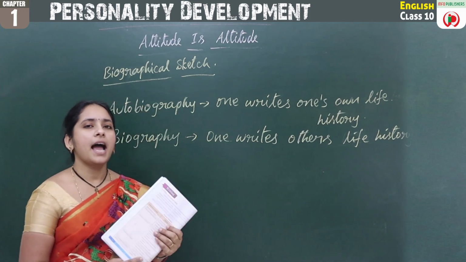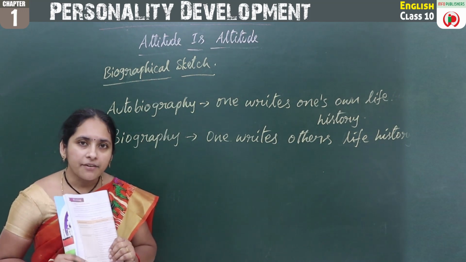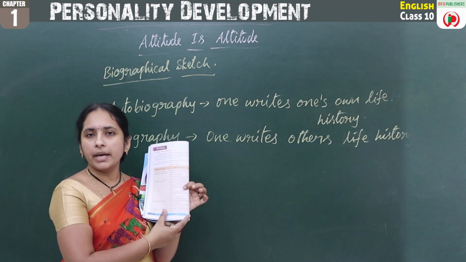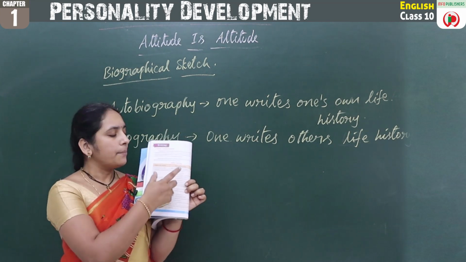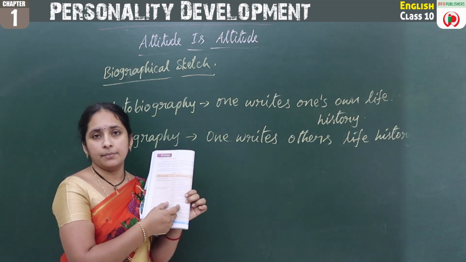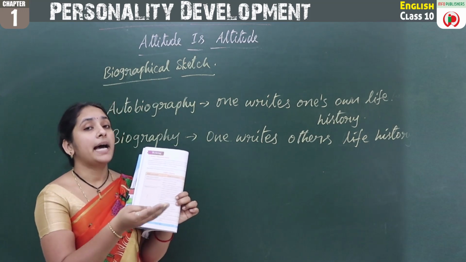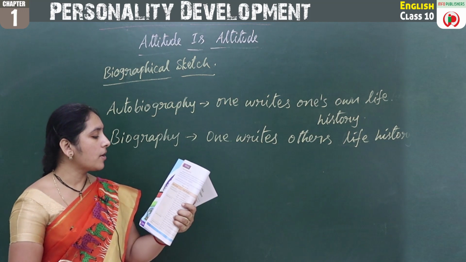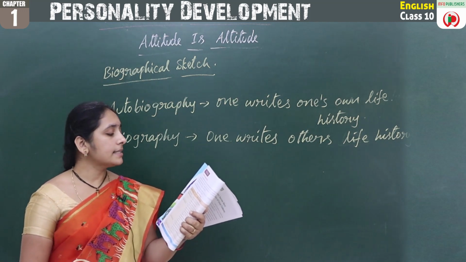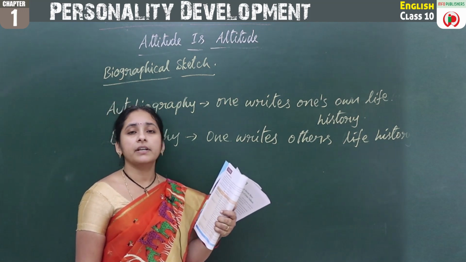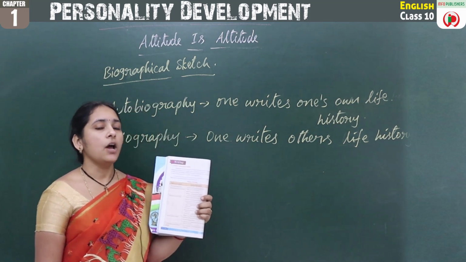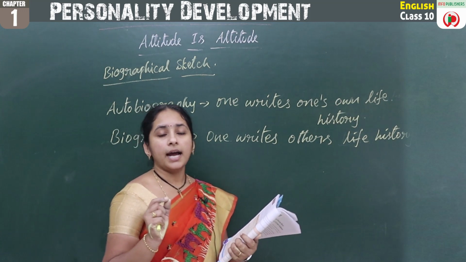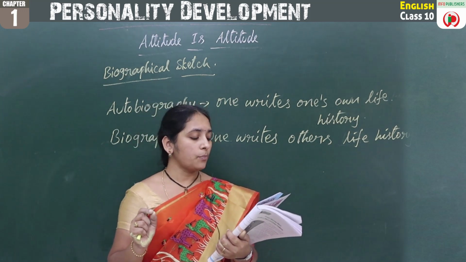Now we have the biographical sketch of Stephen Hawking. See, some points, major incidents, they have given. By seeing this table, we should convert it into a paragraph. What are the points they have given? This is the biographical information of Stephen Hawking: points to be covered and details of the person.